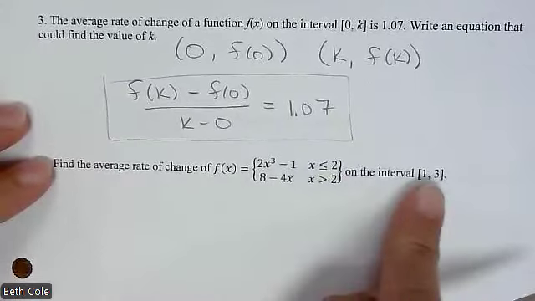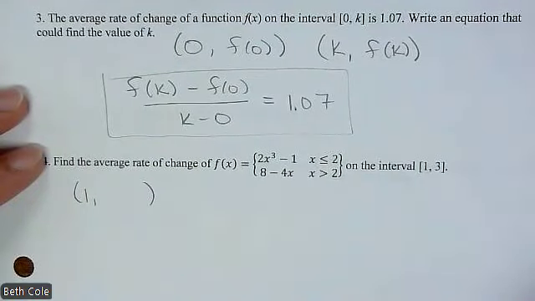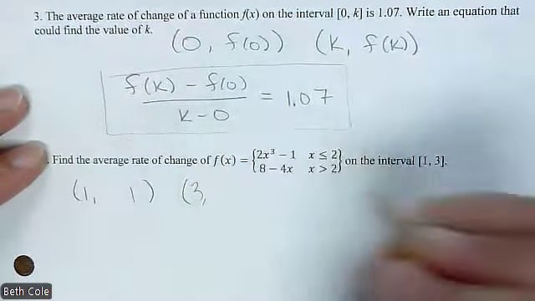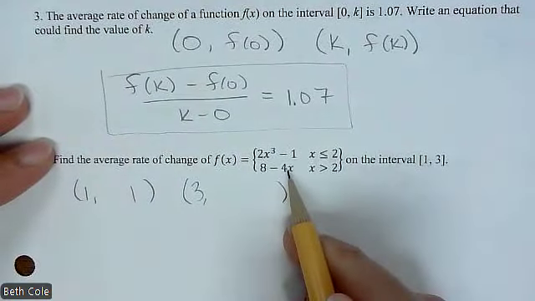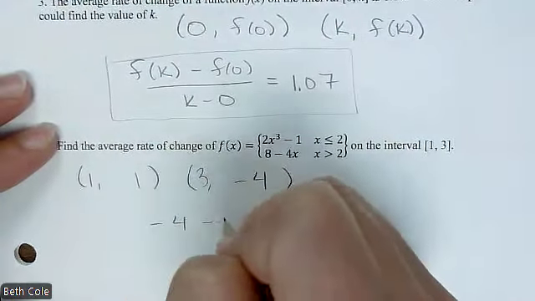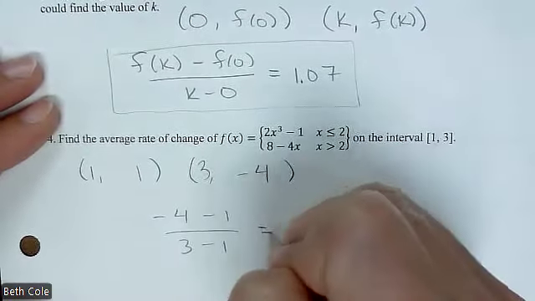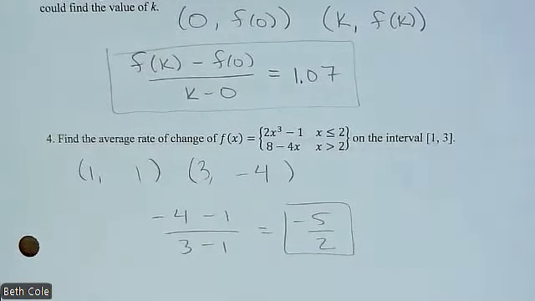Average rate of change on this interval. So which piece of the function are we going to plug 1 into? Yeah, the top one, that would be 1, right? And then 3 is bigger than 2, last time I checked. So if you plug 3 in here, what is that, -4? All right, so sorry, I'm kind of flying through this part. Did this go okay? So is that -5 halves? Cool. All right, on our way.